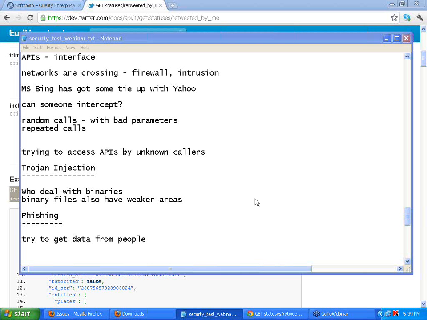Someone is asking, do Facebook and Twitter interact? Yes, you can write a program. Both are exposing APIs. As long as both are exposing APIs, you can write your own program to interact.